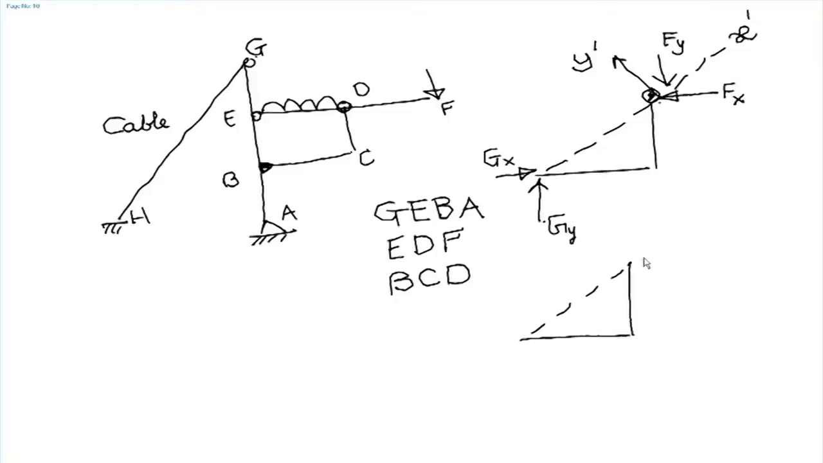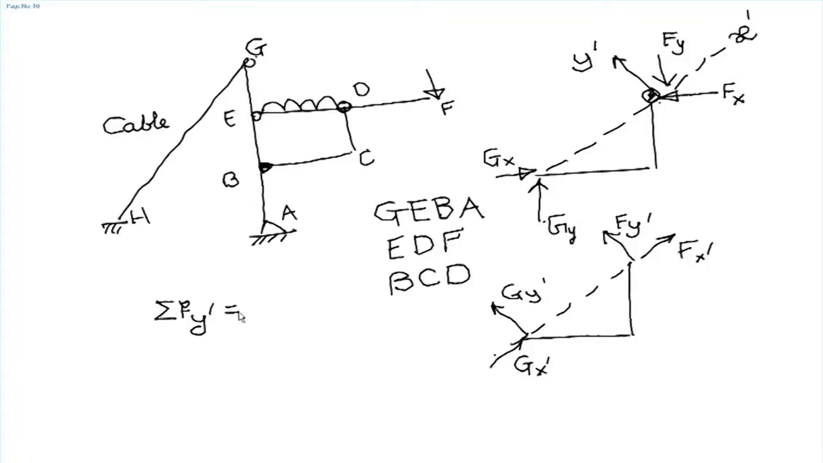So, we say that these two forces are acting like this. This is my Fx prime and this is my Fy prime. Similarly, at this point also, this is my Gx prime and this is my Gy prime. Now note, what should happen? For equilibrium, the sum of all the forces in the y prime direction should be equal to 0 for this member to be in equilibrium. As a result, Gy prime plus Fy prime should be equal to 0.